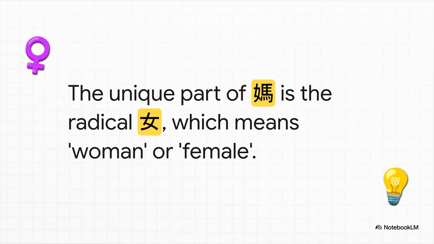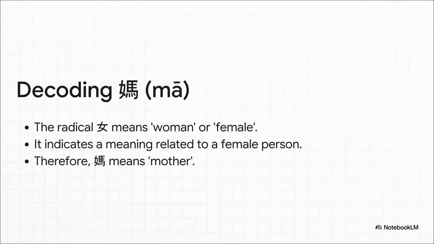All right, that totally makes sense. So what about the other one, ma? We already know the right side, the horse part, gives us that ma sound. So that means the meaning clue has to be that other piece on the left, the character nu. So the character nu means woman or female. Let's put the puzzle pieces together. We've got a meaning related to woman and a sound like ma. Put them together and what do you get? Ma, the character for mother. A female person called ma.